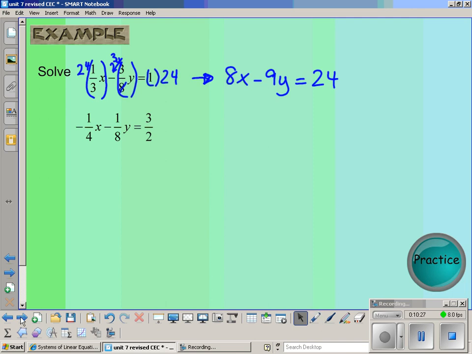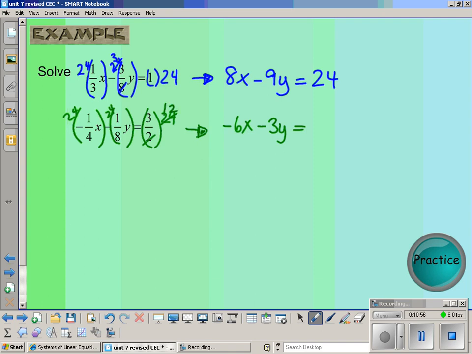Now you look at the second equation. Same thing. We are going to multiply every term by 24 because that is your lowest common multiple of 4, 8, and 2. 24 times negative 1/4 is negative 6x. 24 times negative 1/8 is negative 3y. And 24 times 3 over 2, 24 divided by 2 is 12. 12 times 3 is 36. So here are our two equations.